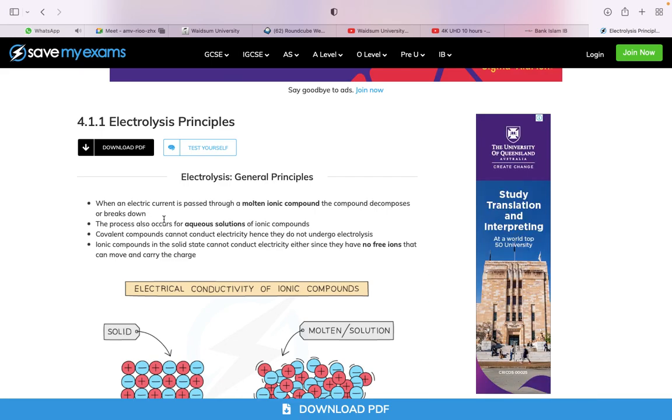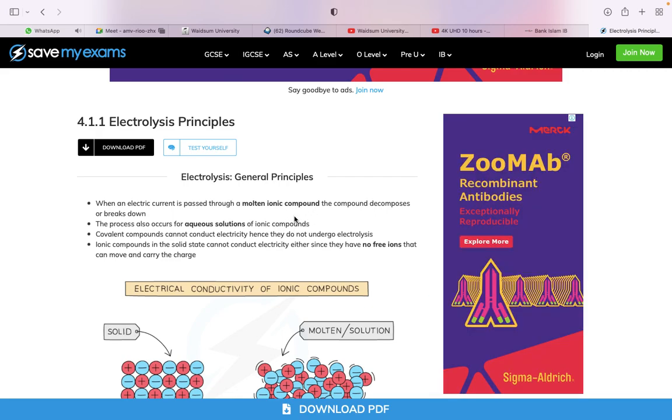When you pass electric current through a multi-ionic compound, they're good conductors. They are conductors of electricity. You know, right? If a compound is in a multi-ionic state, then it's a conductor. It can conduct electricity, right? So when you pass electric current through it, it will dissociate the ions into the positive and negative ions, right? It will break the compound into positive and negative ions, right? Are you with me?